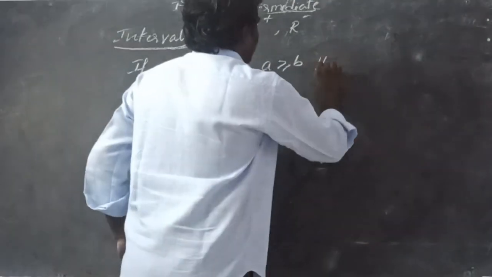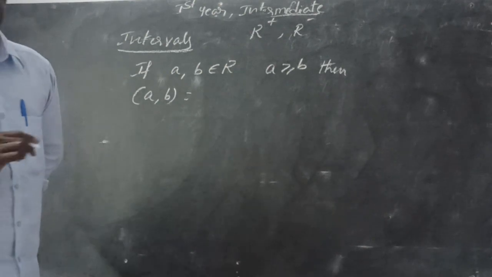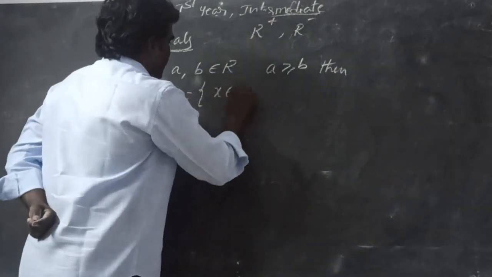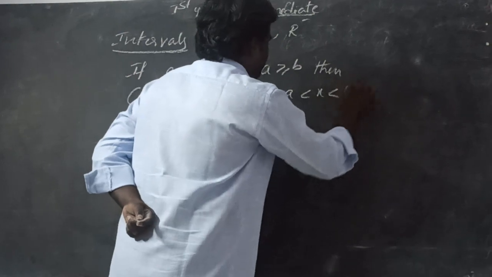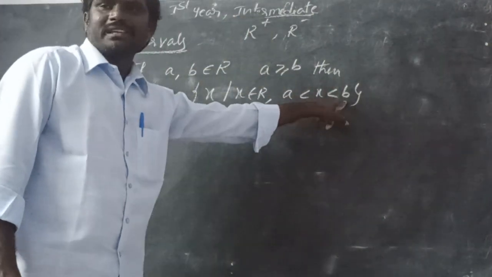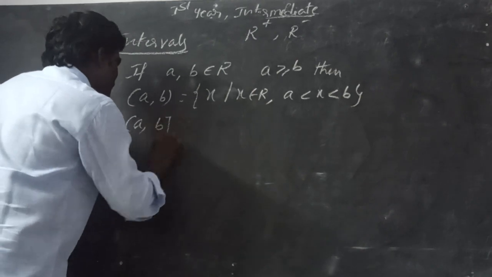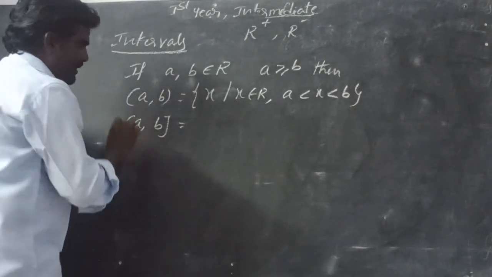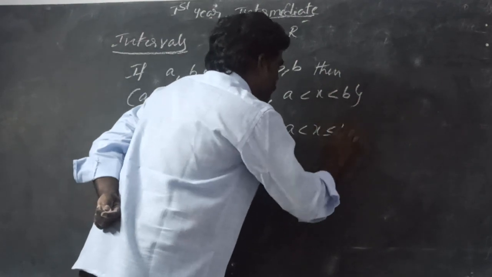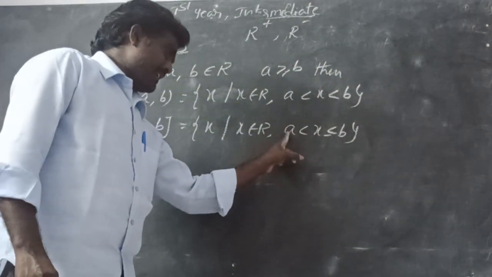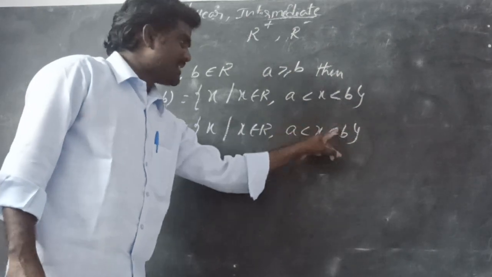Then the open interval A comma B is x such that x belongs to R, A less than x less than B. The x lies between A and B. Next, open interval A, closed interval B: x such that x belongs to R, A less than x less than or equal to B. So x is greater than A and x is less than or equal to B. That means here B is included.